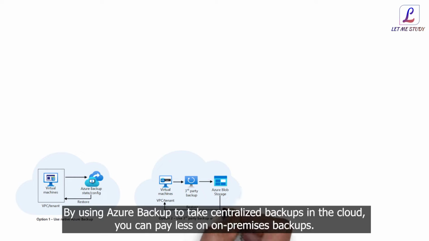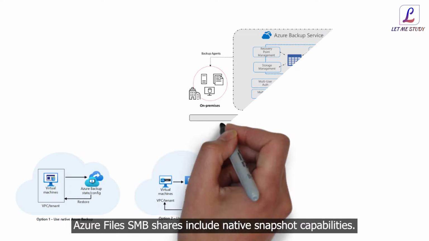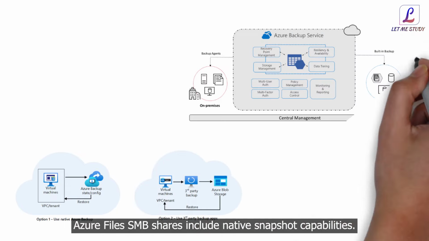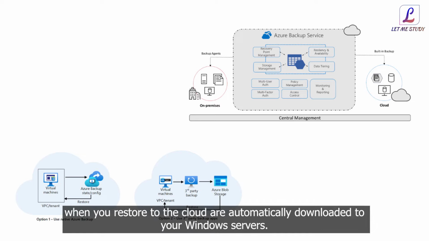By using Azure Backup to take centralized backups in the cloud, you can pay less for on-premises backups. In order to schedule your backups and manage their retention, you can use Azure Backup to automate the process. Azure Files SMB shares include native snapshot capabilities. Additionally, Azure Backup connects with your on-site servers so that any changes you make when you restore to the cloud are automatically downloaded to your Windows servers.